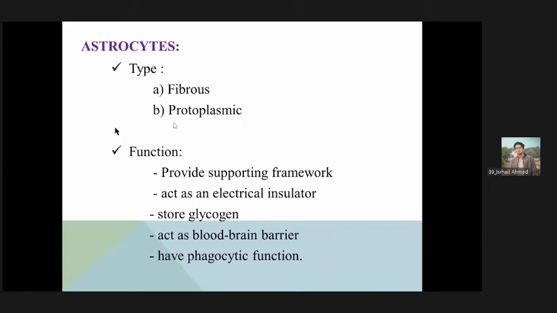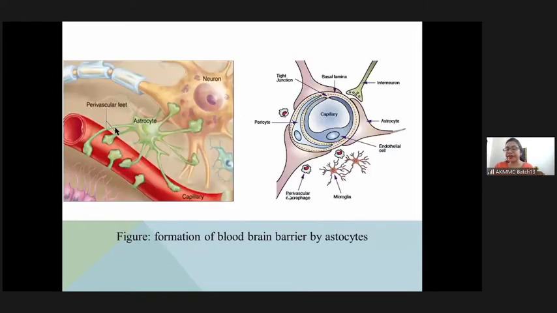Protoplasmic astrocyte. Okay. Then an important function: it will form the blood-brain barrier. Blood-brain barrier. Okay. Capillary. What type of vessel is this? This is an exchange vessel.